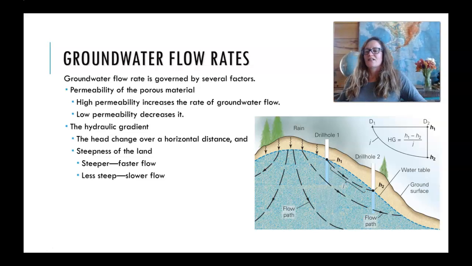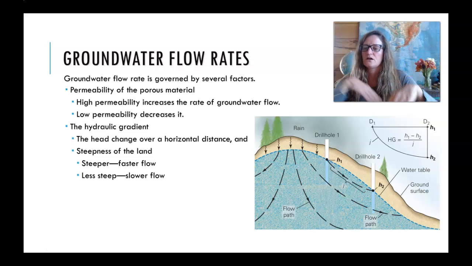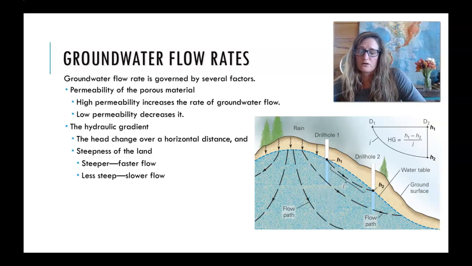Back. Where were we? Darcy's Law. The gradient or the slope of the water table matters, as does the porosity of the material. So those taken into account, don't worry about the equation, will give us a high or a low velocity of the movement of groundwater in the subsurface.